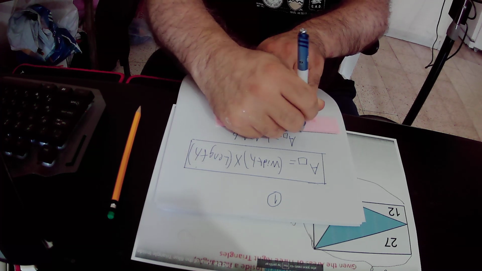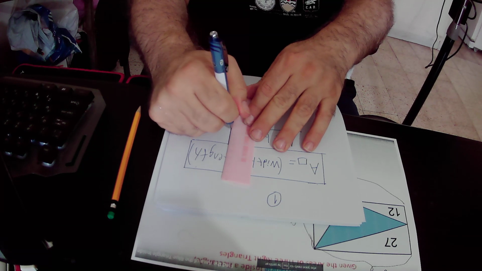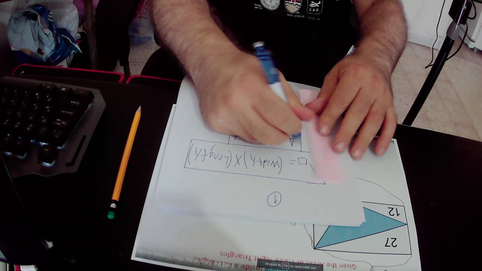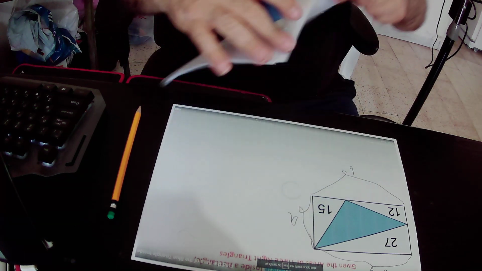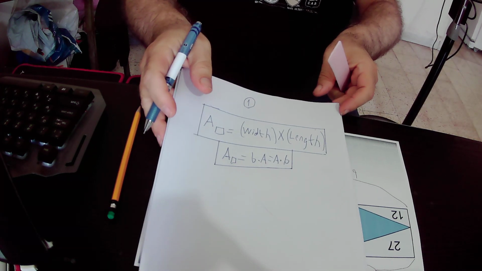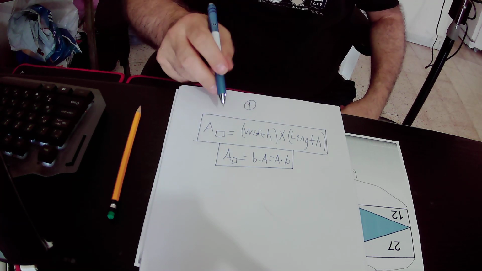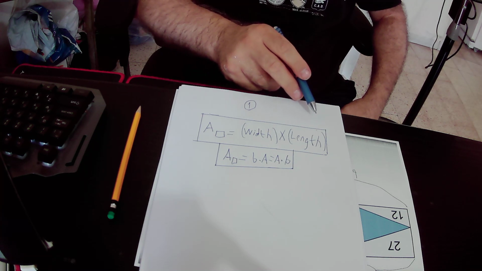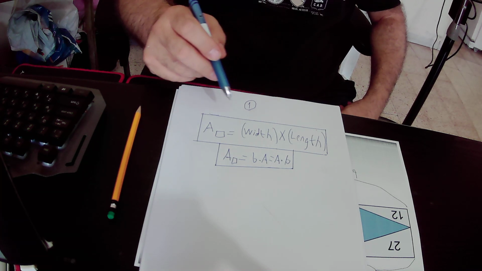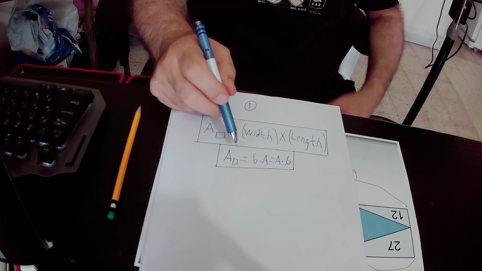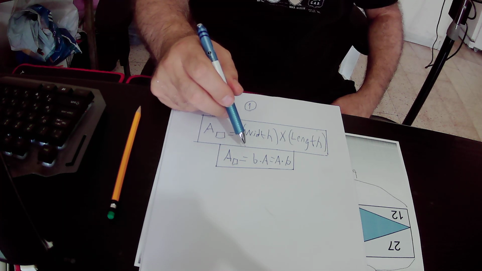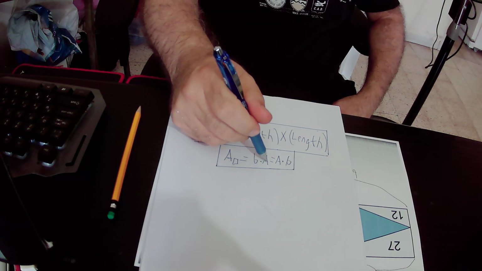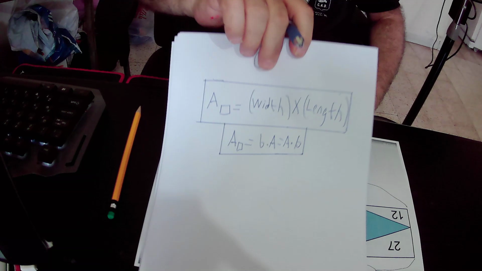Okay. So the area of any rectangle is the width of the rectangle times the length of the rectangle, and in our case the area of our rectangle equals A times B or B times A. It's the same.